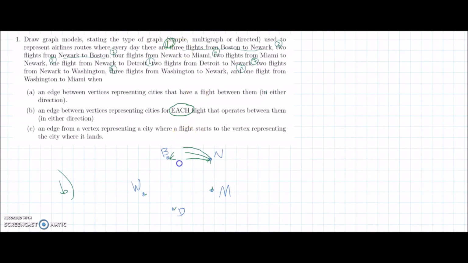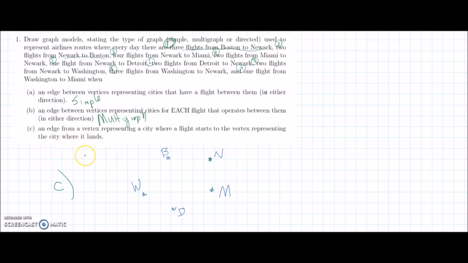And then erase these best that I can. Okay, so now, and once again, part A, that was a simple graph. Part B, that was a multi-graph. And part C, we have an edge from a vertex where a flight starts to the vertex representing the city where it lands.